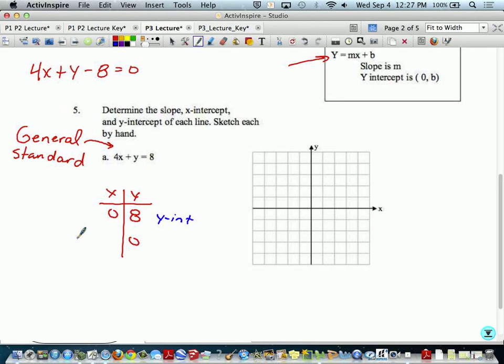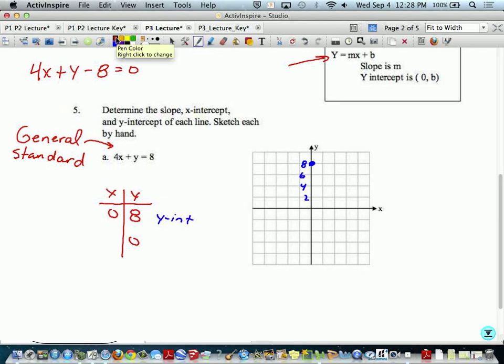Because 0, 8, we have to go 2, 4. I have to adjust my scale, because it will be off, so I'm just going to go by 2s. Because that dot hits the y-axis, that is actually your y-intercept. Correct? Okay. When y is 0, what do you get?